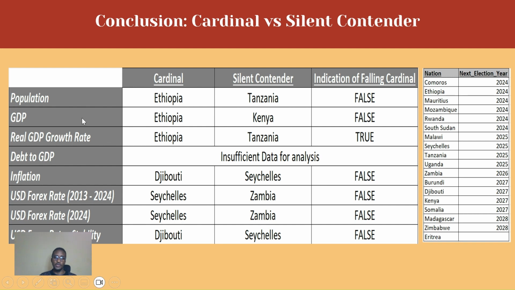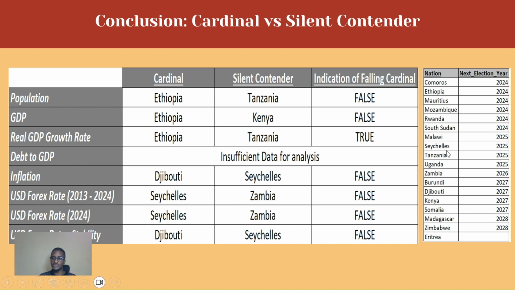Then, if you consider nominal GDP, Ethiopia was larger than Kenya, and even just considering the trends, we realize that Kenya is actually declining as compared to Ethiopia, who are on the uptrend. So again, we don't have an indication of a falling cardinal here. For real GDP growth rate, Ethiopia was the cardinal, and then TZ was the silent contender. But we observed that Tanzania is positioned to potentially usurp Ethiopia in a year or two.